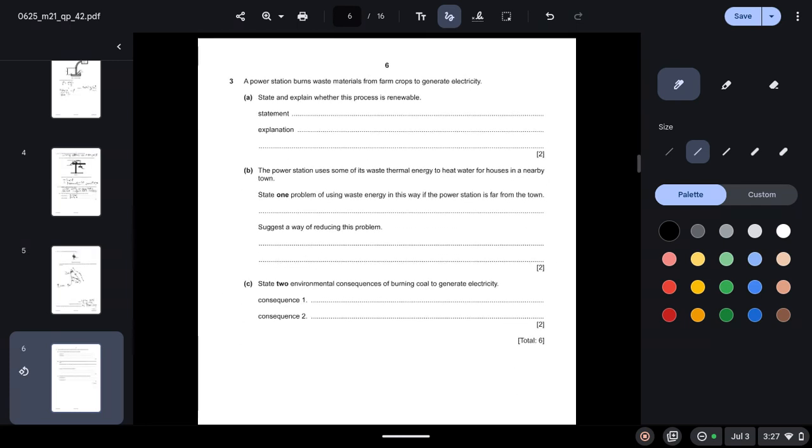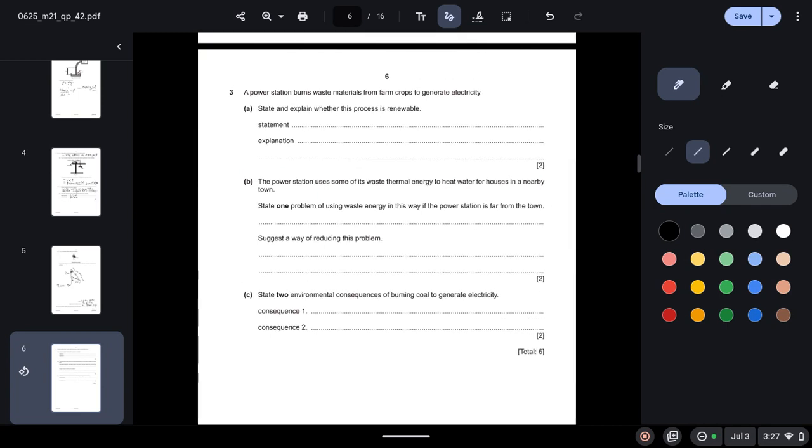Question 3. A power station burns waste materials from farm crops to generate electricity. State and explain whether this process is renewable. So yes, this process is renewable.